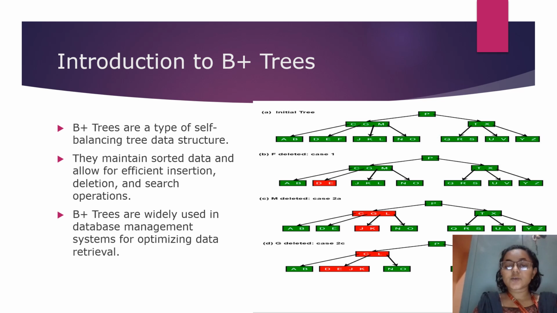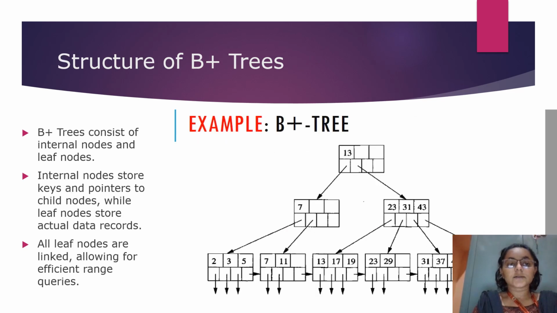It is very easy to retrieve the data in B plus trees. Here is an example of a B plus tree and the structure of a B plus tree. B plus trees consist of internal nodes and leaf nodes, where leaf nodes are the last nodes. Internal nodes store keys and pointers to child nodes, while leaf nodes store the actual records.